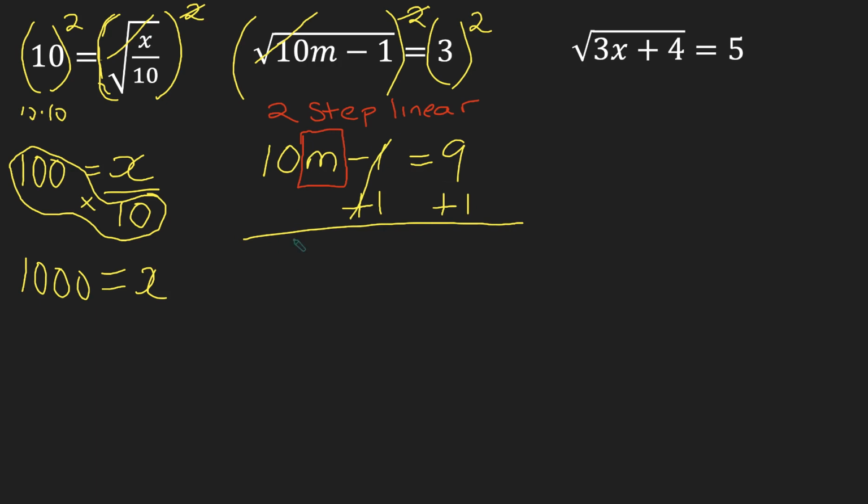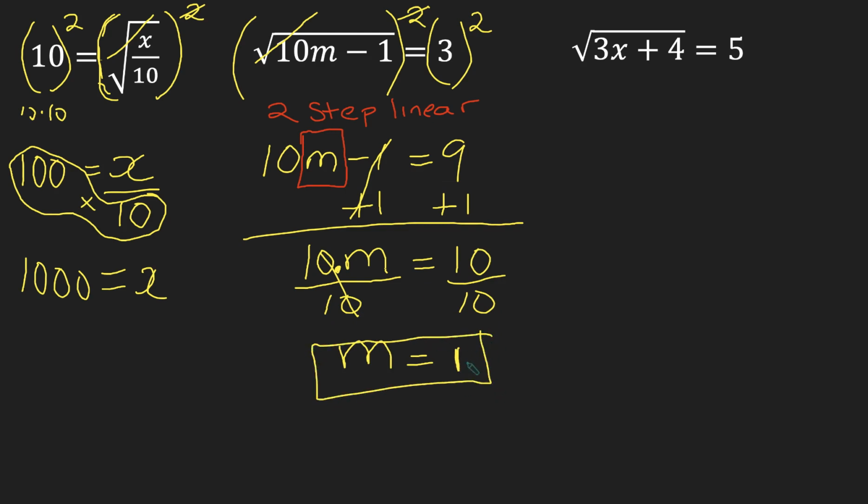This cancels. I'm going to bring down my 10m equals 9 plus 1 is 10. And then finally, remember, the 10 and the m are connected by multiplication. So I would have to divide both sides by 10. And my m is isolated, and 10 divided by 10 is 1. So m equals 1.